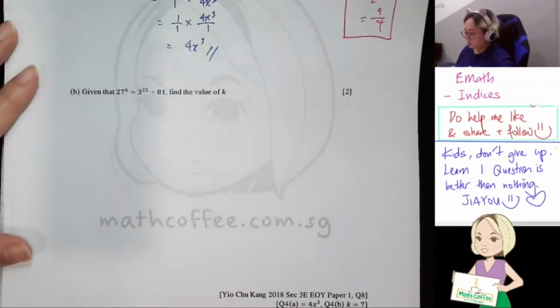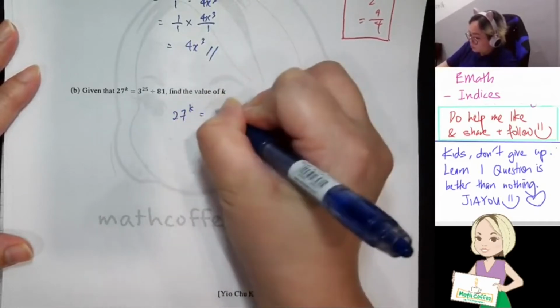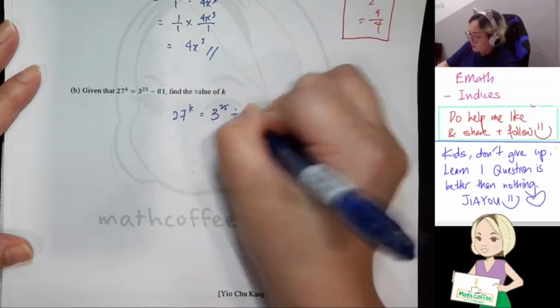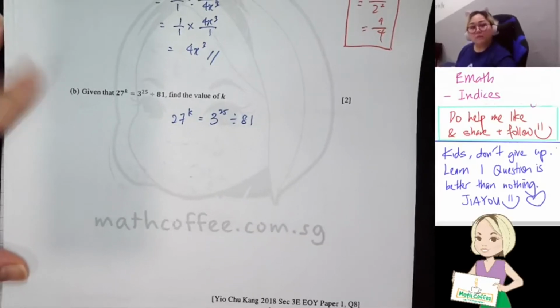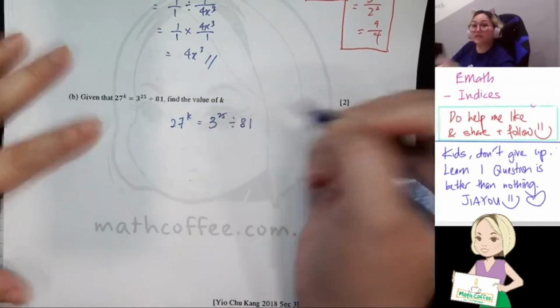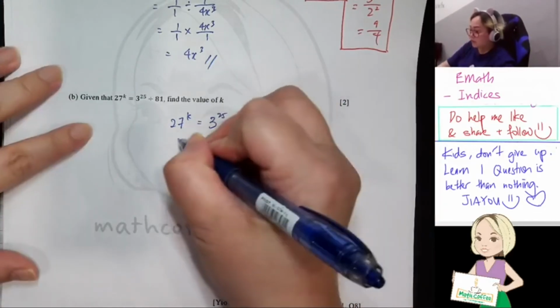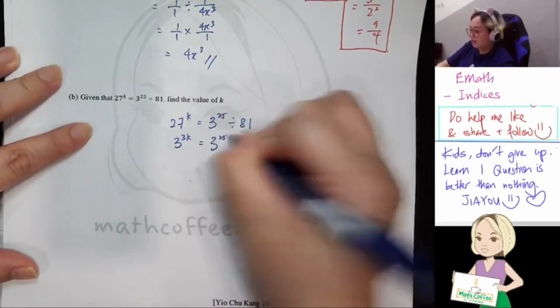Okay, let's move on. So 27^k equals 3 to the power of 25 divided by 81. So you need to know how to recognize, oh, I see 27, I see 3, I see 81. Look at the smallest number. The smallest number in this case is 3. So you will have to find ways to change your 27 to base 3, 81 to base 3. So 3 to the power of 3 is 27. So this one becomes 3 to the power of 3k. 3 to the power of 25 remains.